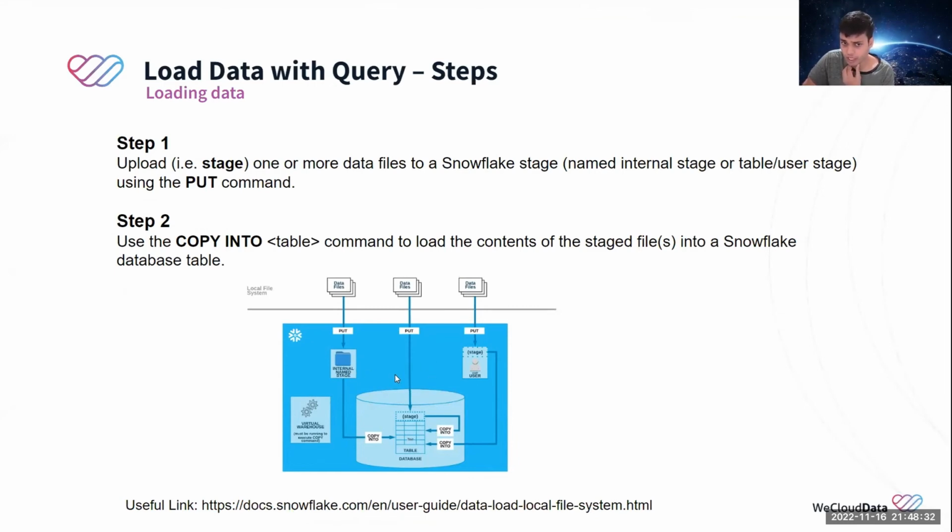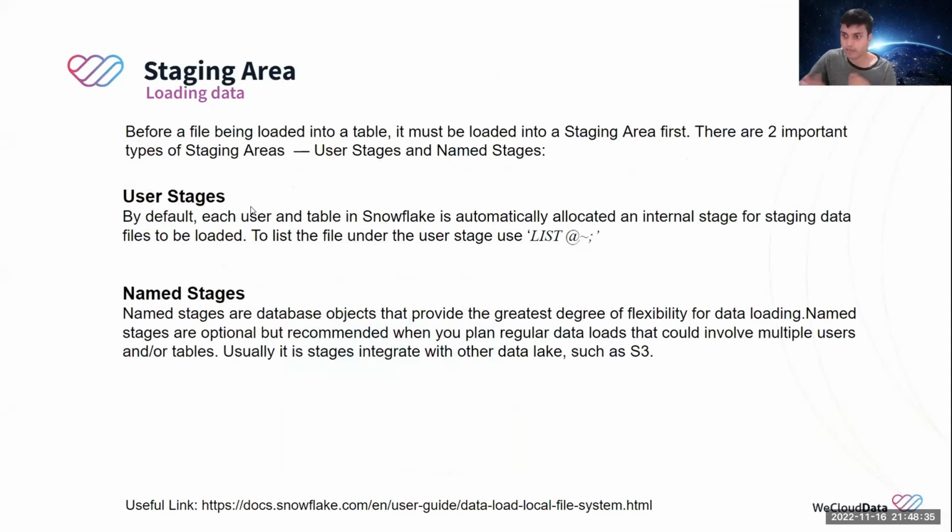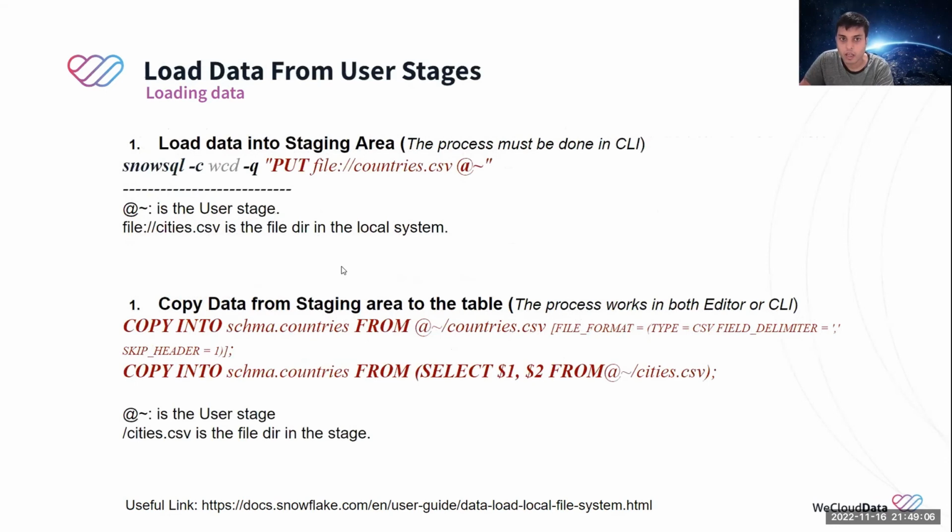There are different types of stages. There are user stages, for example, a stage attached to Hamza, so that Hamza can put files into it. And there are named stages, which are used, for example, if you're putting data from S3. You will create a stage for S3 so that whenever you put a file into S3, it automatically goes to that stage and it's available for you. Then you can load that file into your Snowflake instance. So there is a user stage and a named stage. We will quickly go through a demo of each.